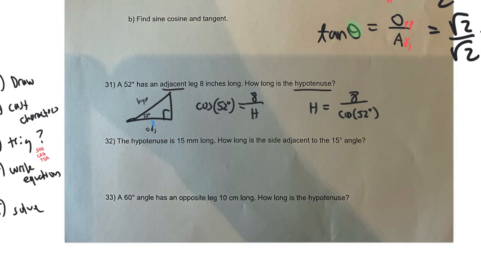So 8 over cosine 52 is really 8 over 0.66 in the calculator, and that turns into approximately 12.12, okay? So if you have a right triangle and this is 8 and that's 52, then we know for a fact that that has to be 12.